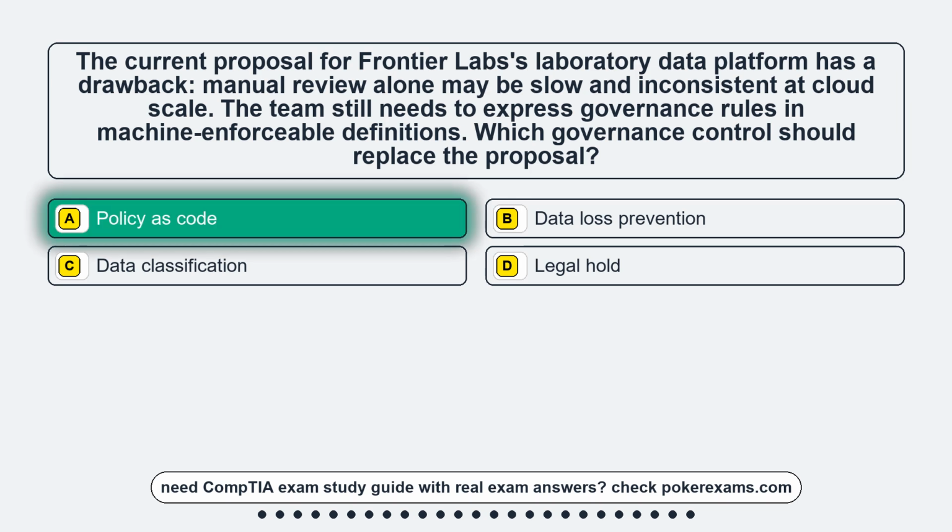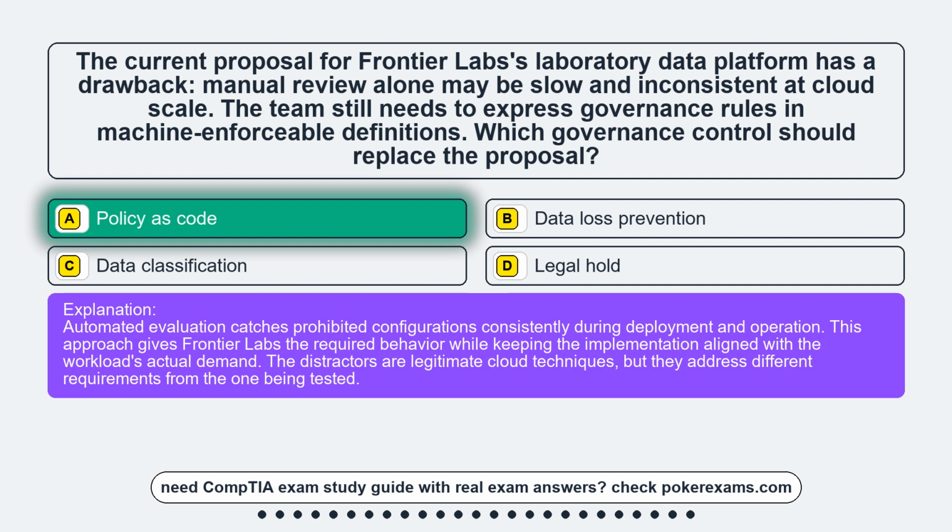The correct answer is option A, policy as code. Automated evaluation catches prohibited configurations consistently during deployment and operation. This approach gives Frontier Labs the required behavior while keeping the implementation aligned with the workload's actual demand. The distractors are legitimate cloud techniques, but they address different requirements from the one being tested.